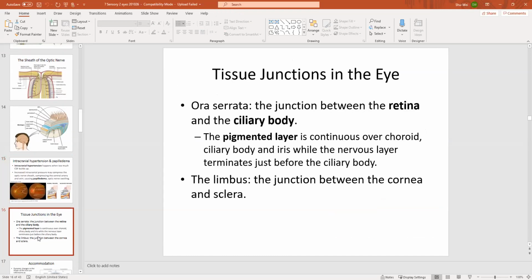All right. Now we have just summarized almost everything about the anatomy and different components of the eye. One thing I also want to touch on is that there are several transitions from the sclera to the cornea, and there are two major transition tissue junctions in the eye. One is the ora serrata. This is the region of transition between the neurons in the retina and the muscle, the ciliary body.